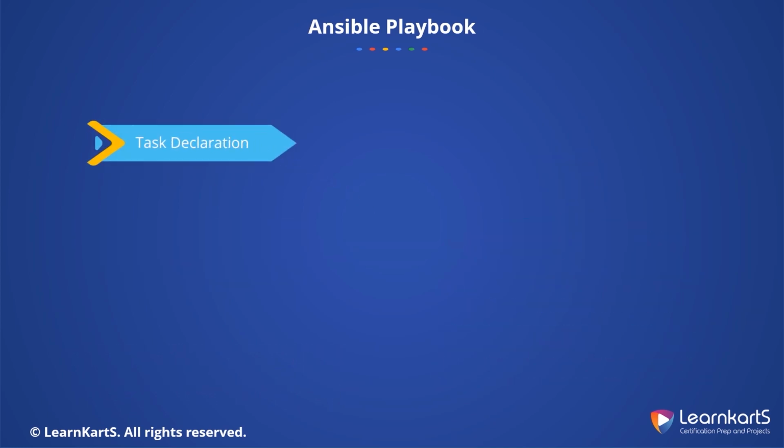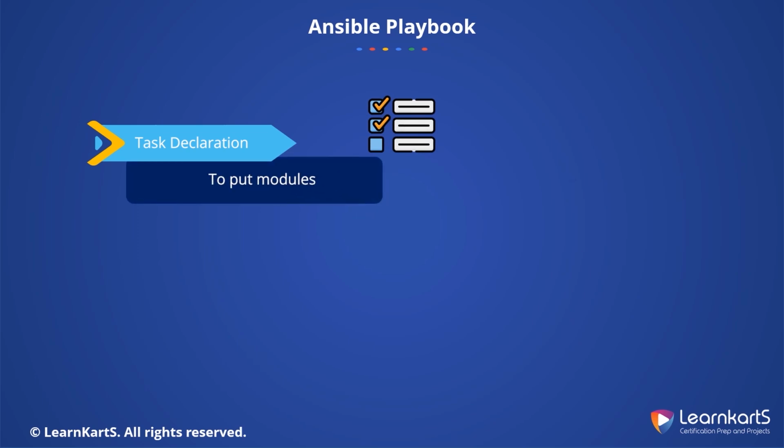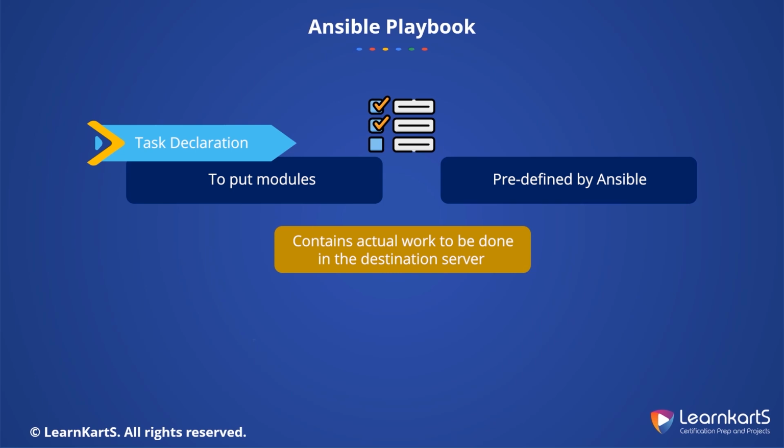And the task declaration. Now task is the section under which you will actually be putting the modules. These modules are predefined, pre-written by Ansible, and the actual work, what exactly we want to do on a destination server, is written in these modules. So definitely when you look at a playbook file, you will see more than one task, more than one module available there. And these modules are going to connect and get executed on the remote machine you are connecting to. So on those servers, these modules will be executing and providing you the desired output.